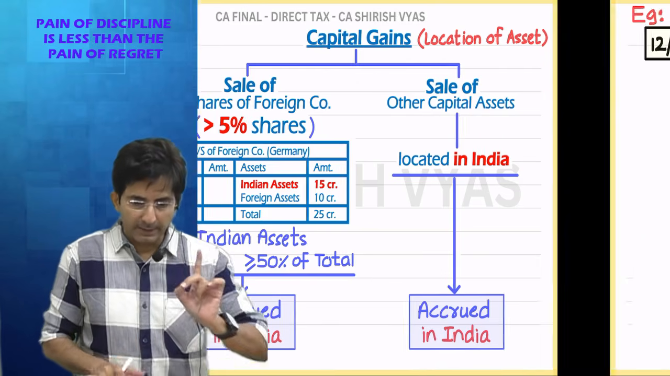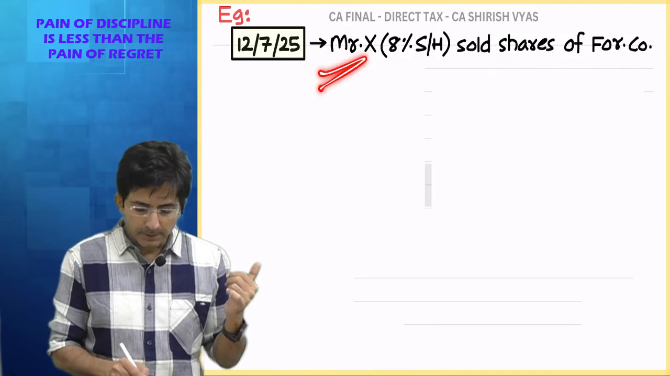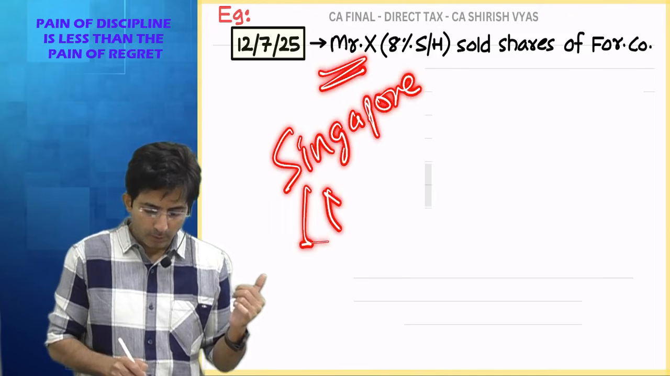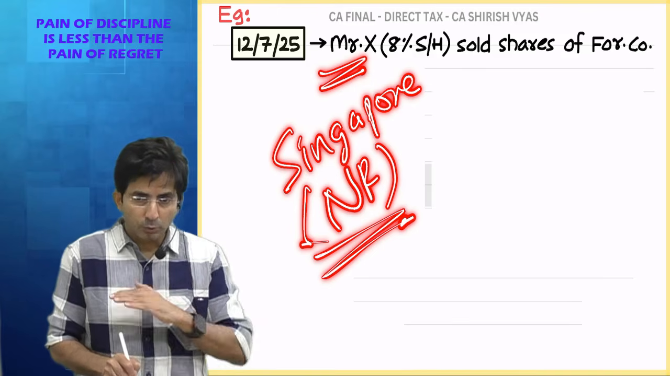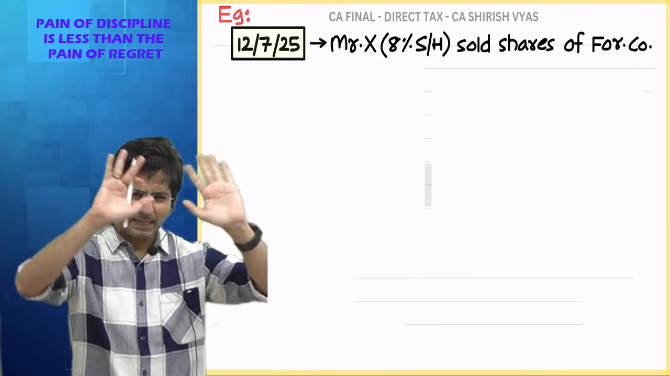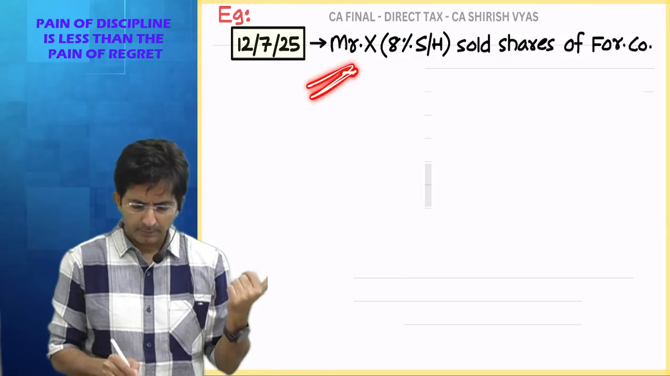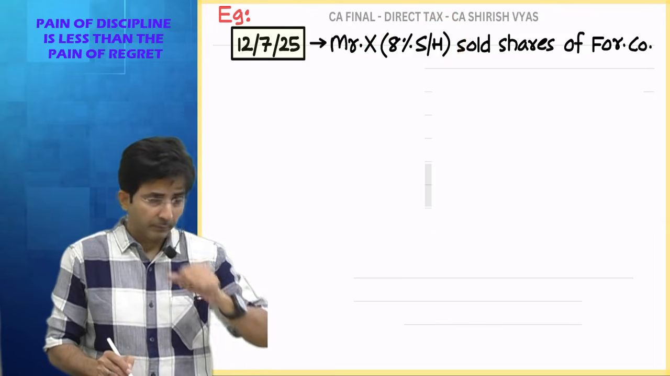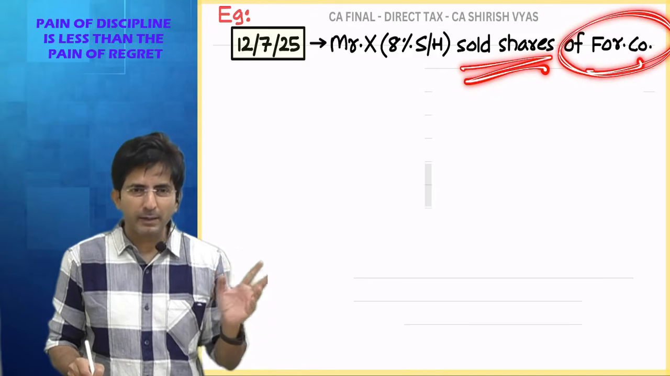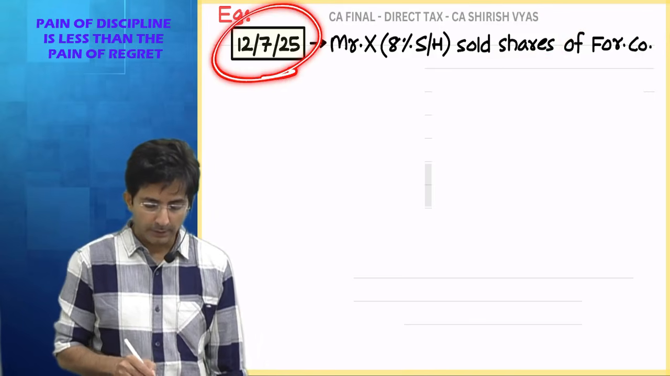So see, I'll give you one example. Imagine this Mr. X is our Singaporean shareholder, an NR. See, this whole theory I am discussing is for NRs only. Keep that same example in mind. Our shareholder was in Singapore. Assume he was Mr. X and he was having 8% shareholding. He has sold the shares of a foreign company, say a German company, and the date of sale is 12th July. I mean, this is the transfer date.